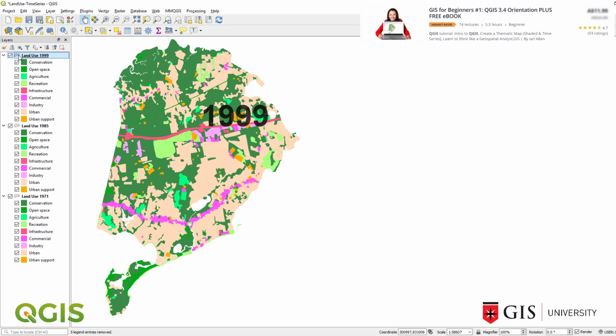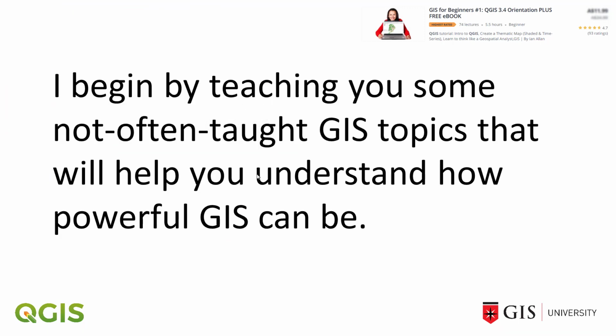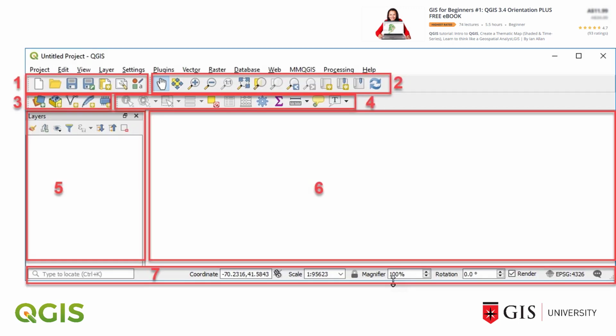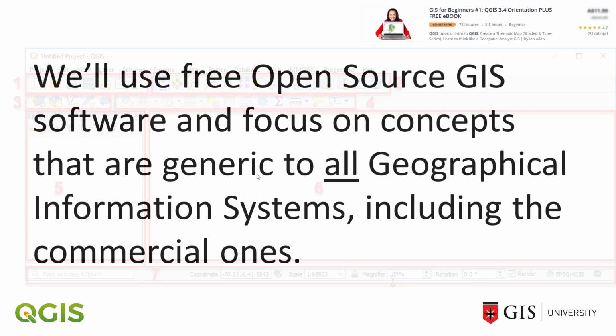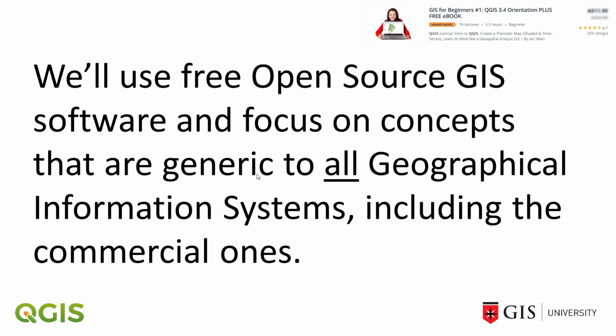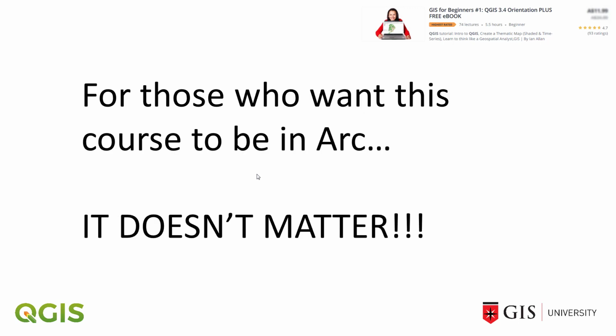I begin by teaching you some not often taught GIS topics that will help you understand how powerful GIS can be. And of course, I'll show you how to install the software and the course dataset and explain all the buttons that we'll be using. We'll use free, open source GIS software and focus on concepts that are generic to all geographical information systems, including the commercial ones. So for those of you who want this course to be in ARC, it really doesn't matter.